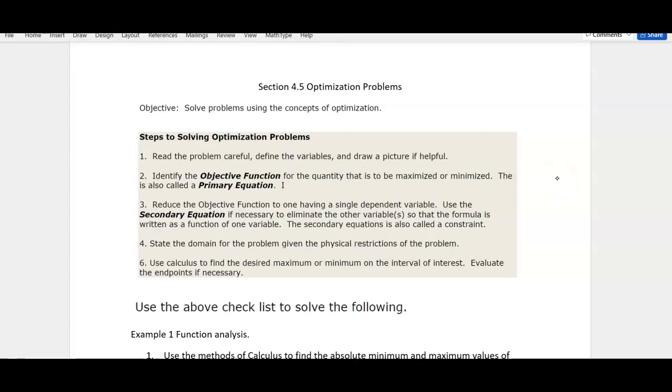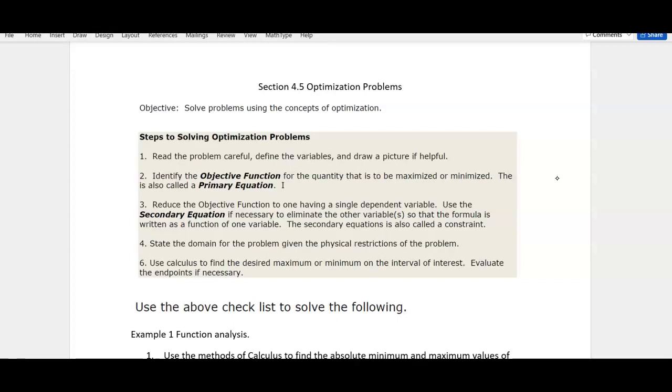Hello, and welcome to this lesson on solving optimization problems. Optimization problems are problems where you are trying to find the largest possible or smallest possible values of a function or some criteria, usually some physical criteria. We're also going to review just how do we find the absolute minimum and maximum of a function in general.